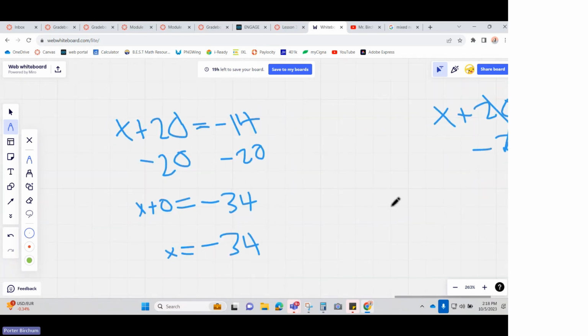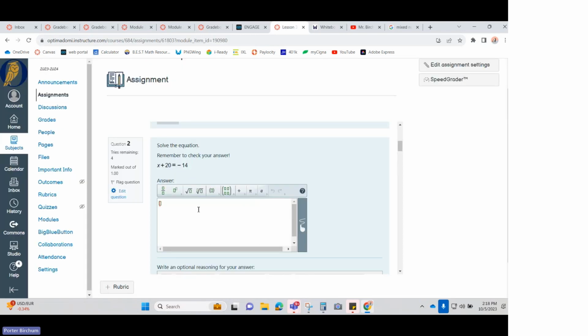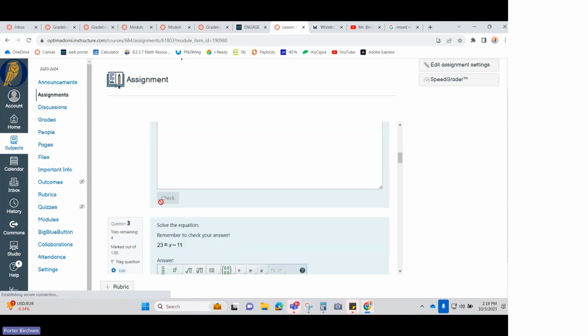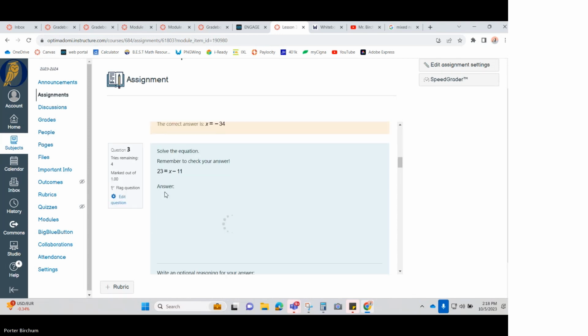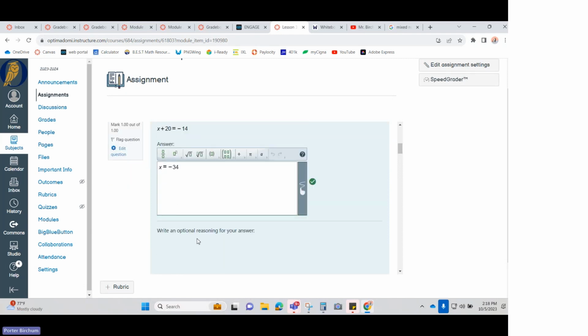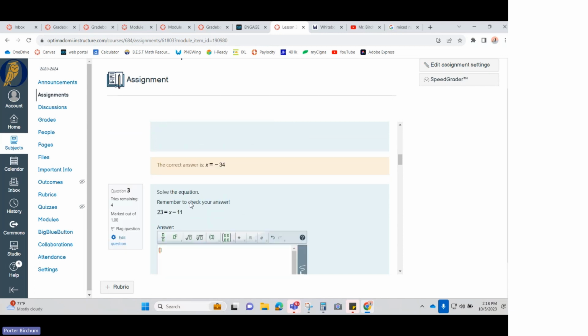All right. X equals -34. Let's see if we get it correct. Yay! X equals -34. For this homework, make sure to type in X equals in your answer box.